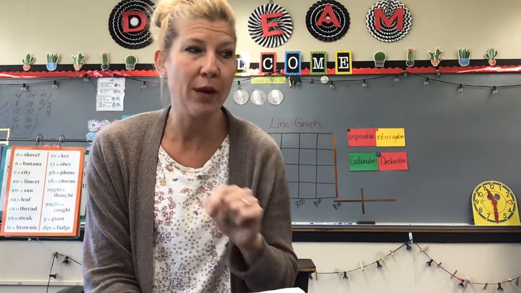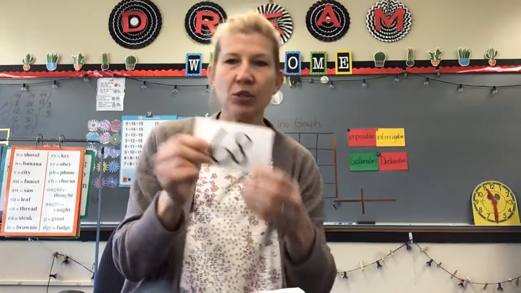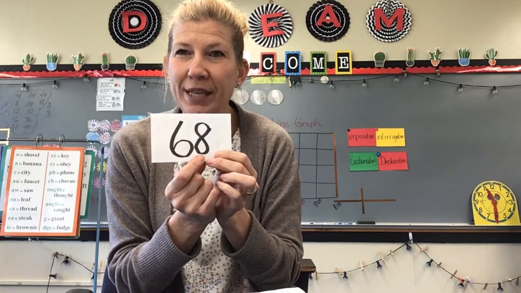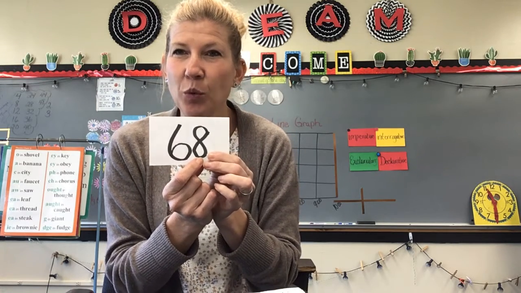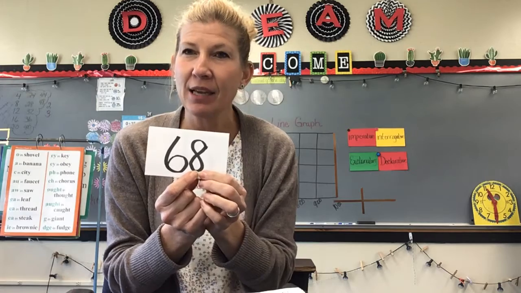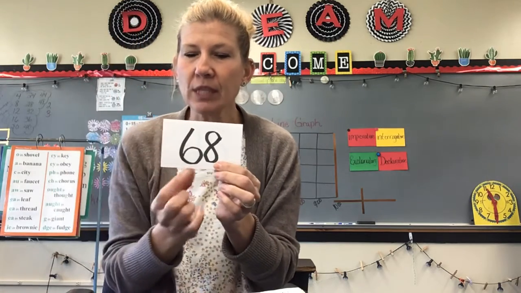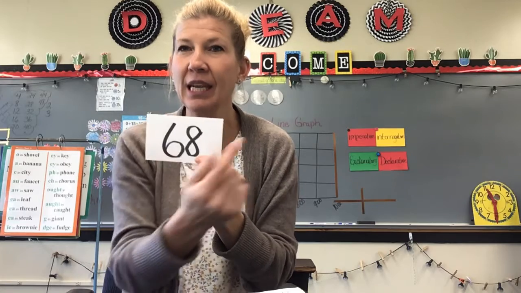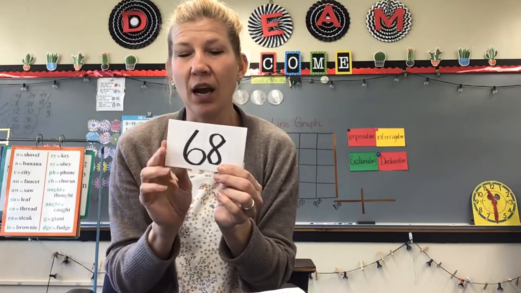Remember, when we are rounding our numbers, here we have the number 68. We're going to look at the number in the ones place, and you will decide 0 through 4 round down, 5 through 9 round up. 8, I have to round up. 68 would be between the numbers 60 and 70, so I would choose 70 because that is the higher number.